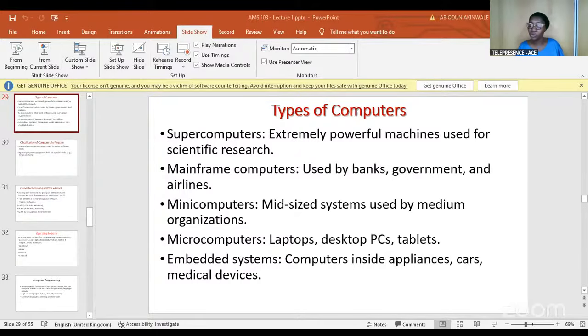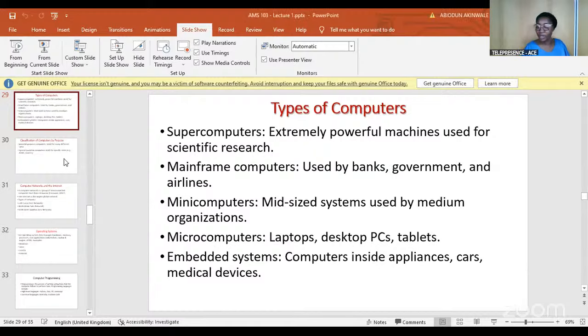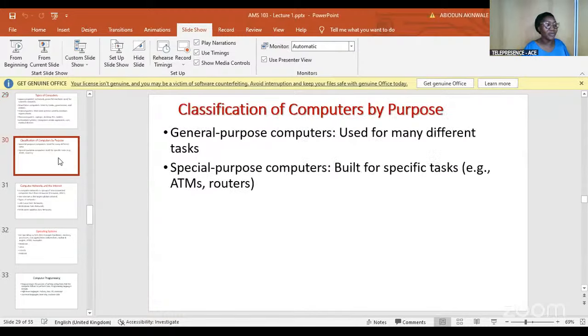Okay, so gradually we are getting to solving the problem of attendance. And so once I have the code, then I'll share with you. Okay, the next slide.